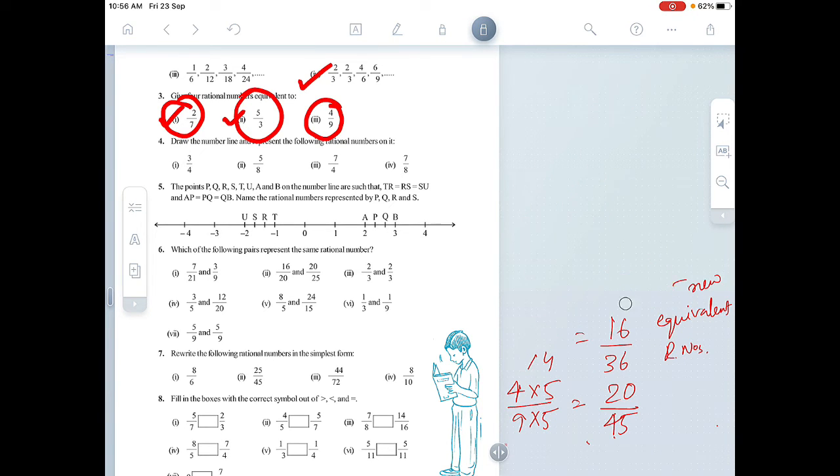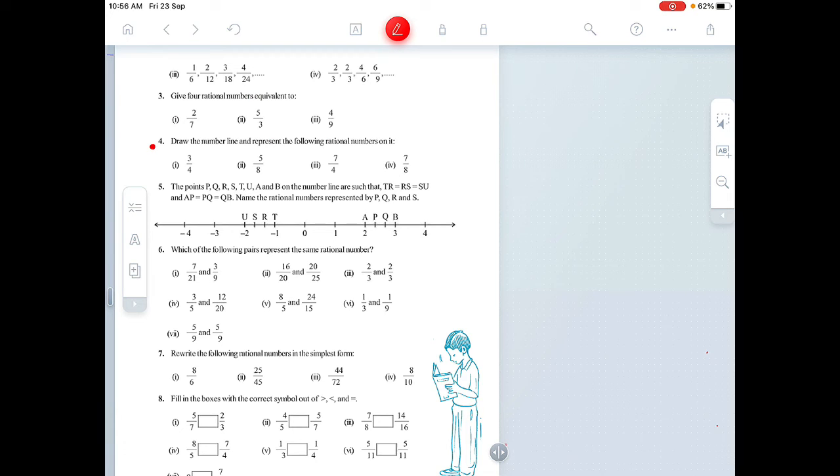Let's come to the next one. In question number 4, draw the number line and represent the following rational numbers on it. It was also done in class 6. So let's do, or let's revise it, 3 by 4. How to do this? Very easy. 3 by 4 is a proper fraction, so it lies between 0 and 1.